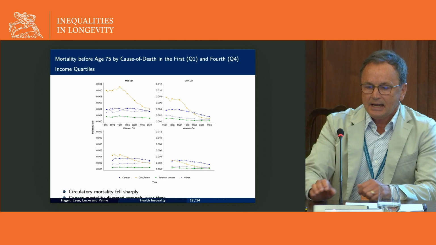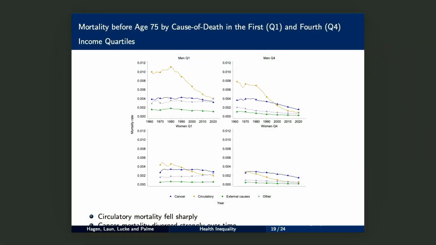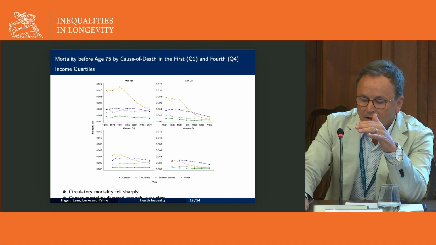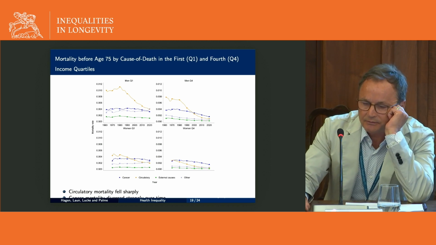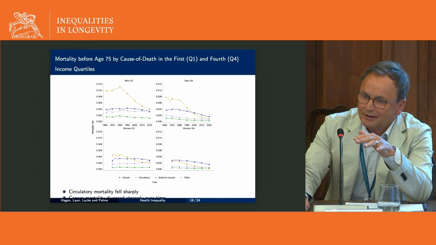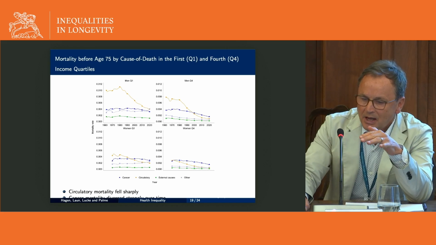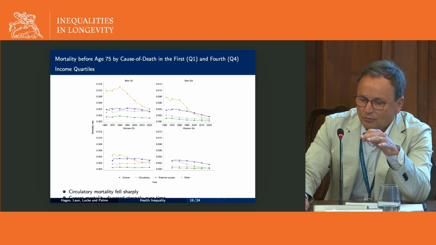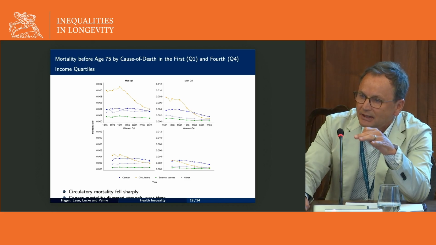Okay, causes of death. Here are the main causes of death. The upper two graphs are for men. You can see that the main driver is changes in circulatory diseases. It's a bigger change in the lower end, but from a much higher level. But also interesting to see cancer mortality before age 75, for example. Nothing has happened in the lower quartile of the income distribution. It's sort of stable. But in the upper end, for men, it has almost halved over the studied period.